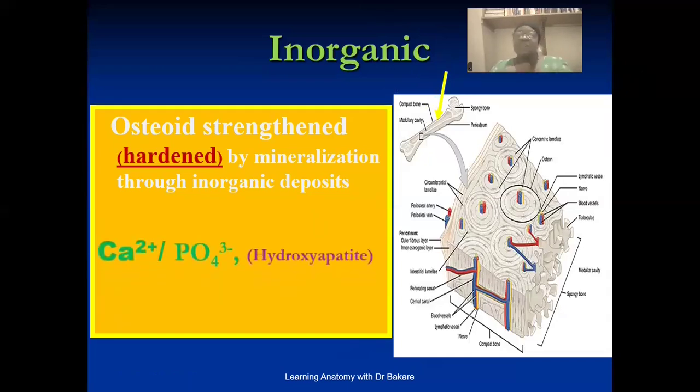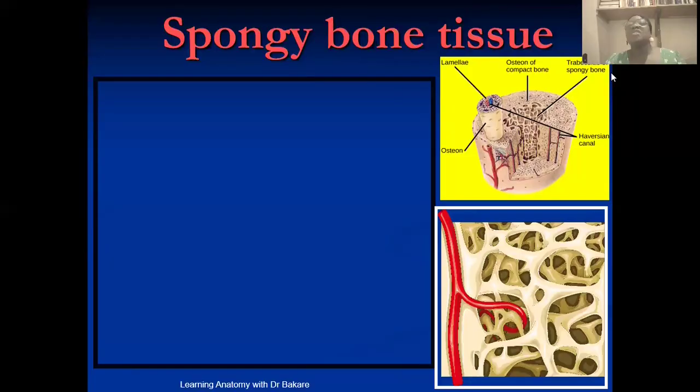Basically, we have the calcium ion and also the phosphate ion. These two in combination are referred to as hydroxyapatite. In addition to this, we also have magnesium, sodium, and fluoride ions deposited within the extracellular matrix. But the most common ones that are seen are the calcium and the phosphate ions. So this is the inorganic component of the compact bone tissue. And this is basically made up of minerals, and they are deposited within the extracellular matrix to allow for bone hardness.